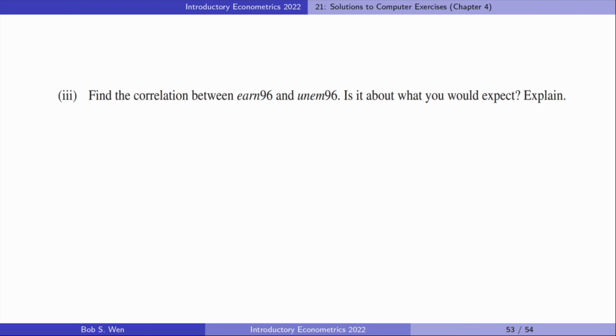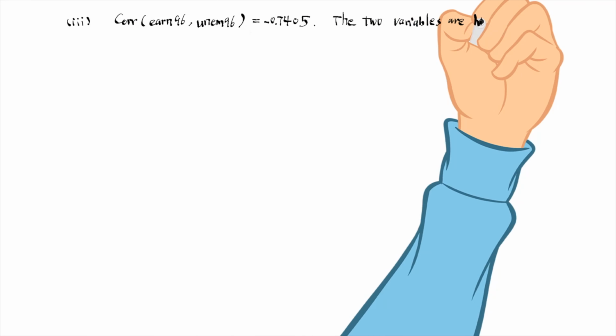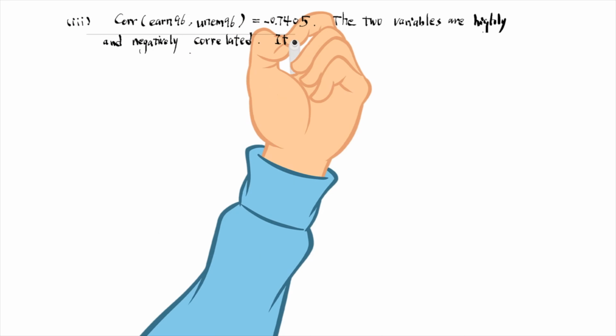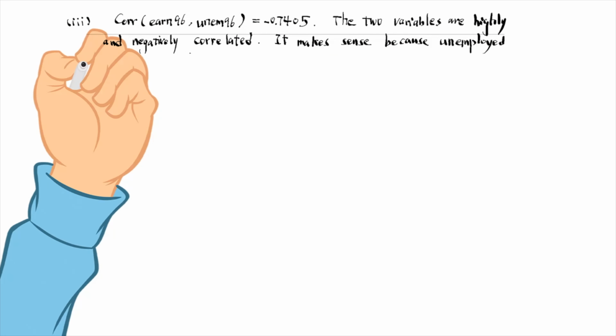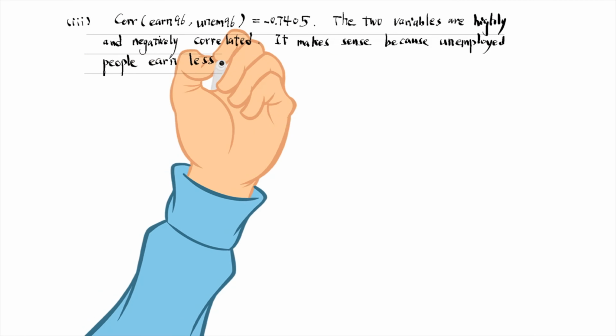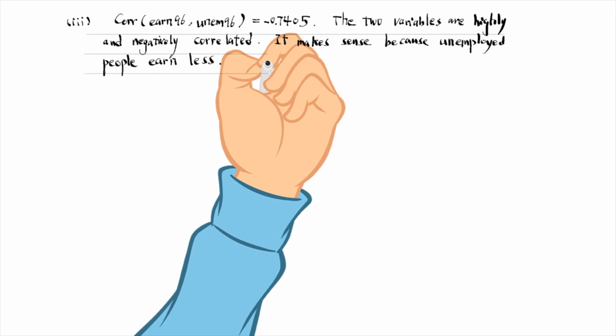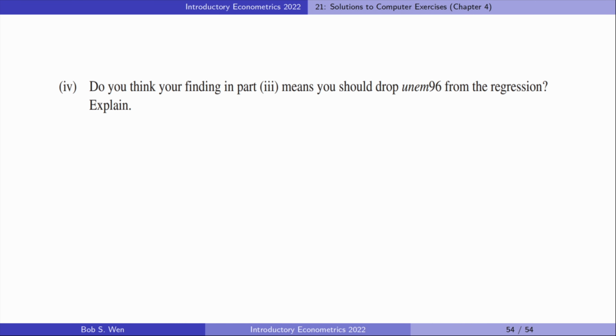The correlation between earnings and unemployment is minus 0.7405. The two variables are highly and negatively correlated. It makes sense because unemployed people earn less. The answer is no to the last question. We should not drop the unemployment indicator from the regression.